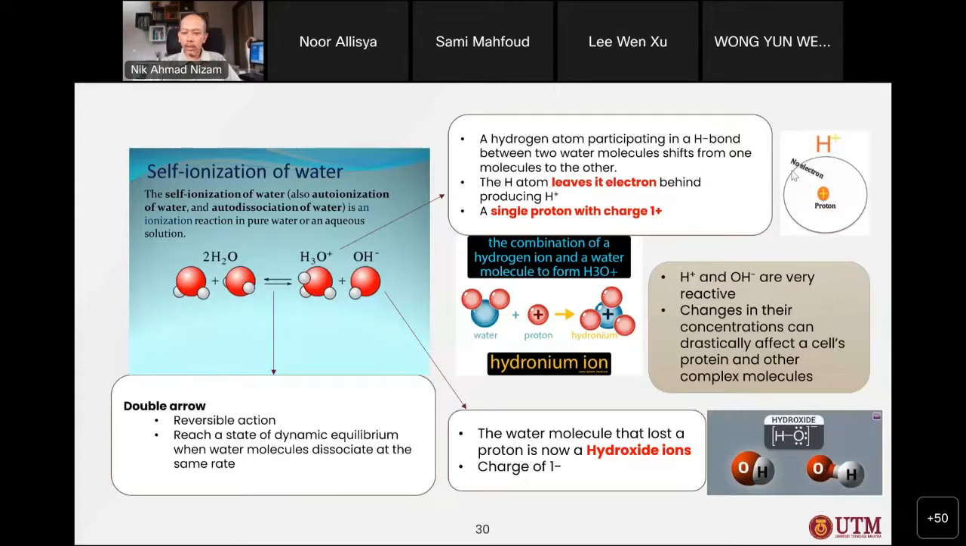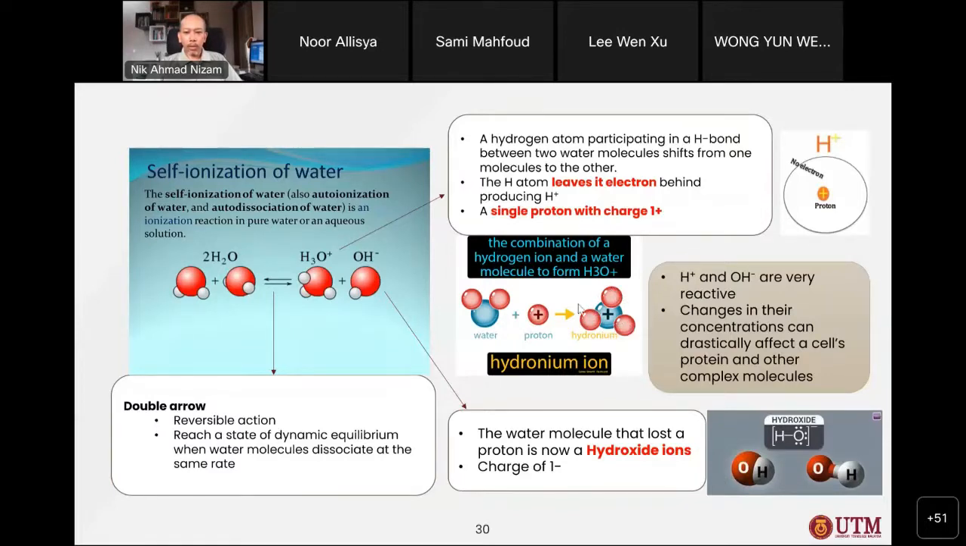So in the orbital here, there is no electron. It's left with only a proton. That's why we also call H plus a proton, because it's only a proton. The combination of a hydrogen ion and a water molecule forms H3O plus, water plus proton. The proton comes from the hydrogen, and we call it hydronium.